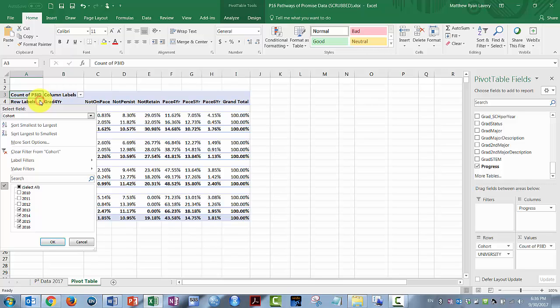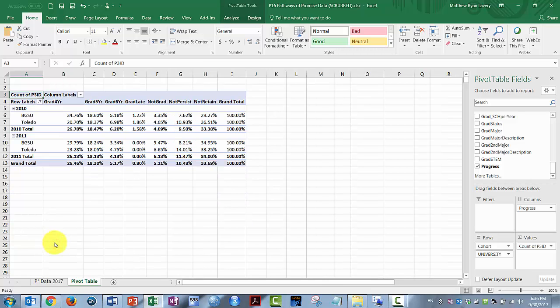And I'm going to go ahead and select only the 2010 and 2011 cohort. Since I'm really interested in the graduation outcomes, I'm going to go ahead and use those for demonstration purposes. So now the progress columns that are shown only have to do with graduation or the negative outcomes, so the pace variables are not included.